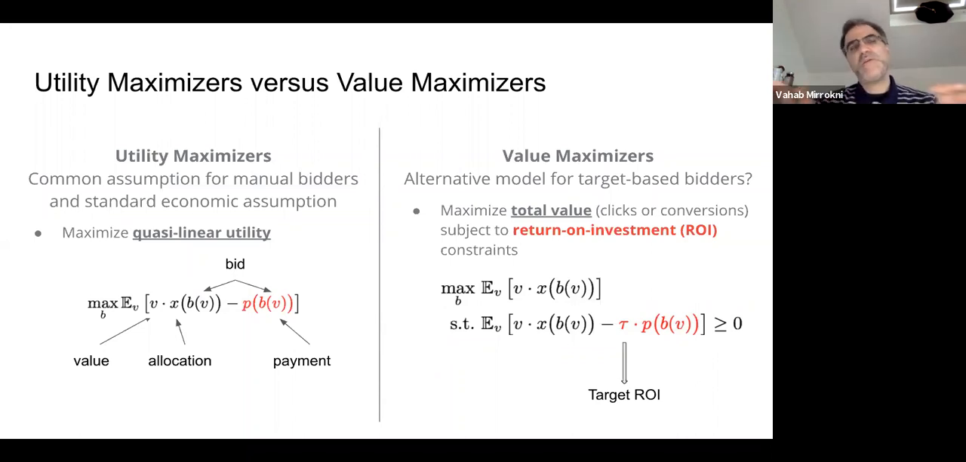For this part, we have to distinguish two types of advertisers or buyers in the system. The utility maximizers are advertisers who are trying to maximize their quasi-linear utility, the value they get from the system minus the payment. The value maximizers, on the other hand, try to maximize their total value subject to what we call a return on investment, or ROI, constraint. They have a target ROI, or an average value per dollar that they're willing to pay. As long as their average value is at least tau, a given parameter, they want to maximize the total value of the conversions that they get. So that's what we call value maximizers.